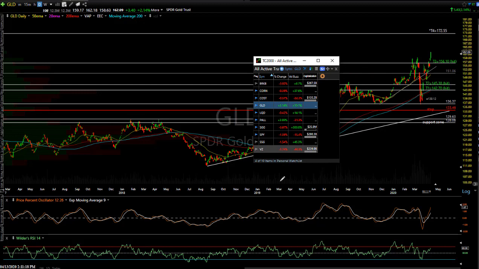Let me make sure I got them all here. Let's just do what we've been doing lately, talk about diversification. So Berkshire is a short trade, and it's down 3%, so we're up on that. I'm trying to use a check mark tool here if I can. So there's a check mark. Corn, we're down 0.39%. Costco, the trade's down, so we're profitable. There's another check mark. Gold, we're up. That's a long profitable.